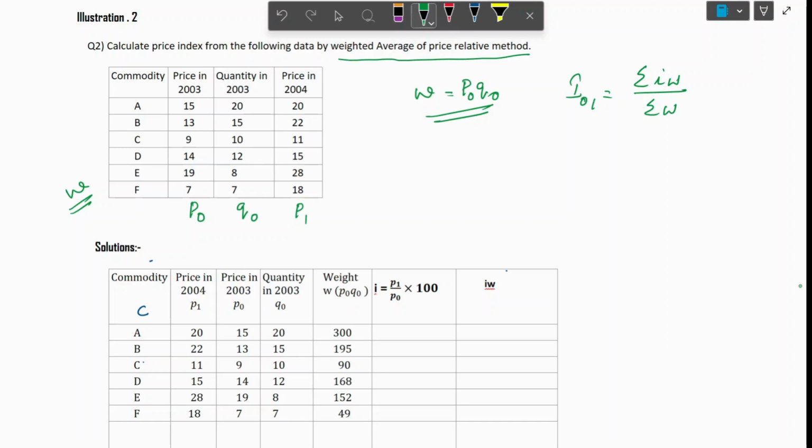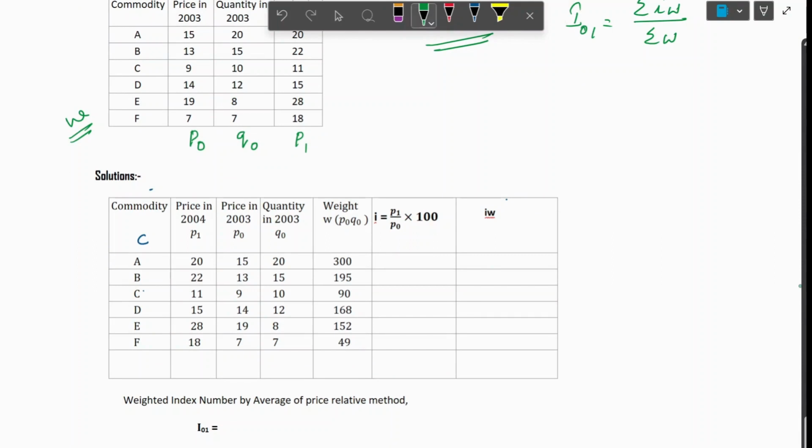Now here, in the answer, you are going to create the table. How many columns? First C1, P1, P0, Q0. This is an extra column I already calculated here: W, that is, you are multiplying P0 and Q0. Okay, what is P0? 15 into 20, 300. 13 into 15. See, this multiplication, it's 90, 9 into 10, 90. Like this way, it is going to be completed.